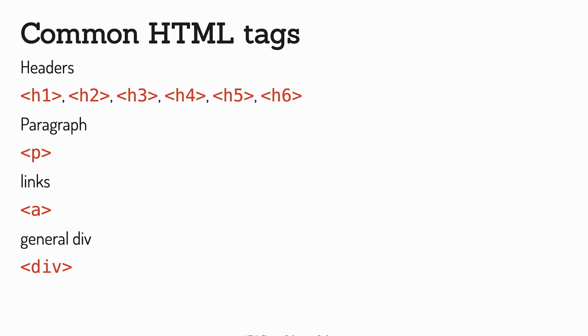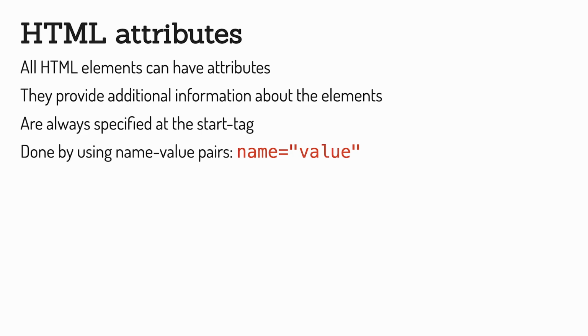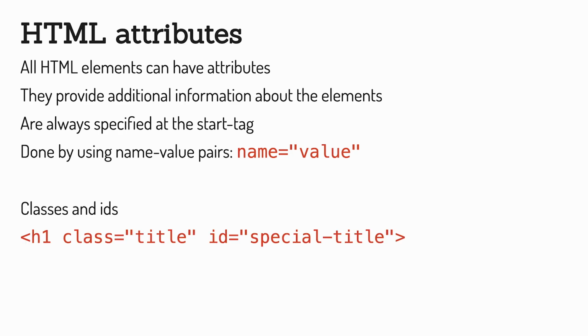A paragraph is what it says. We also have links, and the general div is just named div. But there's many, many more tags, but these are the most common ones we will see. In addition to having a name, they can also have attributes, and they provide more information about what happens. And they all are specified the same way, with a name, equal sign, and then some value in it. And this is also the same way we specify classes and IDs.